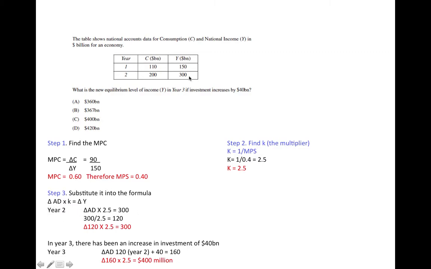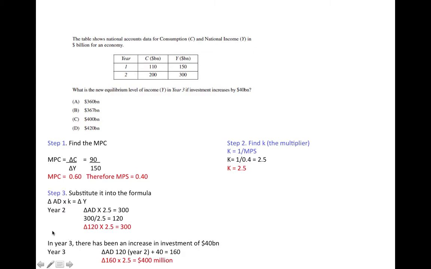So we know that national income is 300, so I can pop that in. We know that our multiplier is 2.5, so we're just solving to find AD. So 300 divided by 2.5 equals 120. All right, so this is what happened in year 2. The change was 120 times 2.5 equals 300.